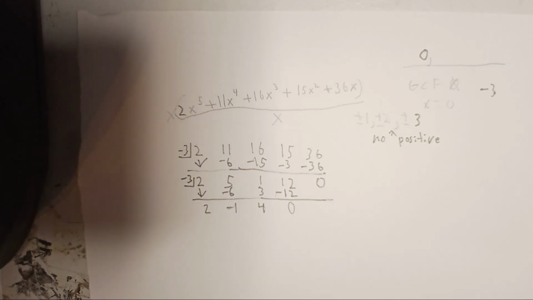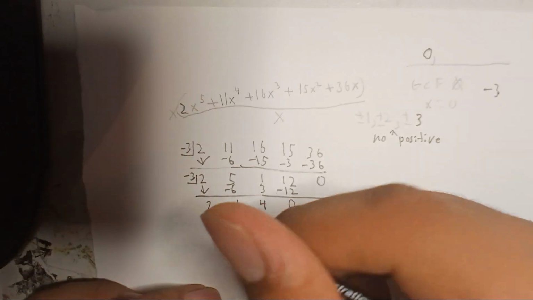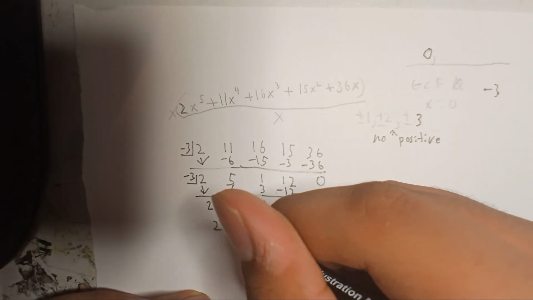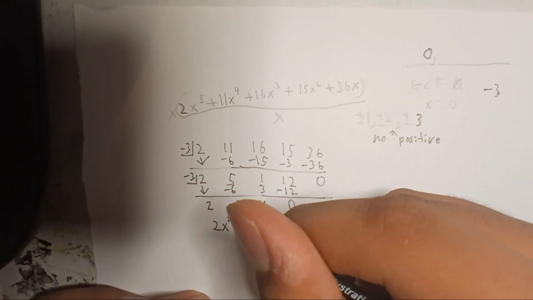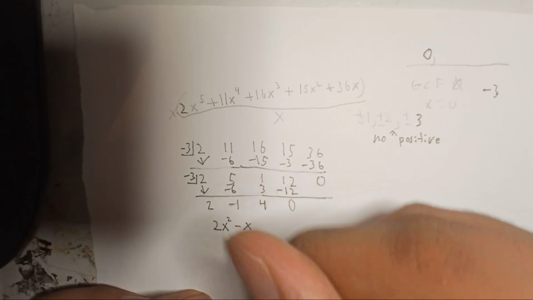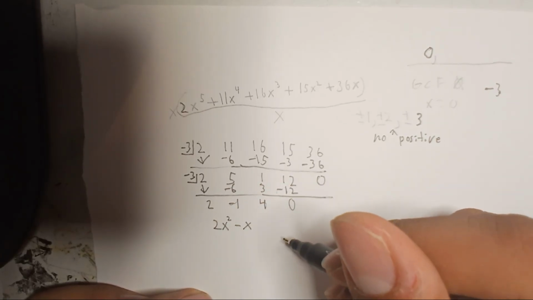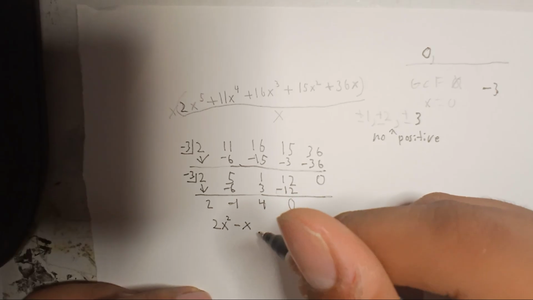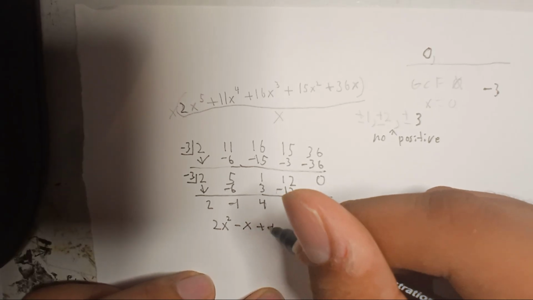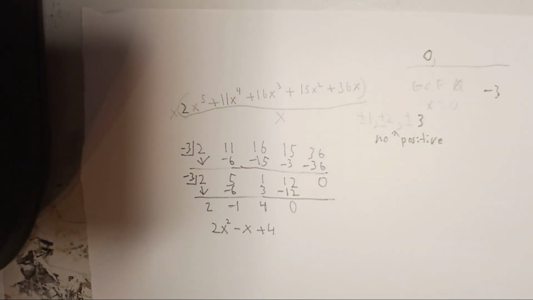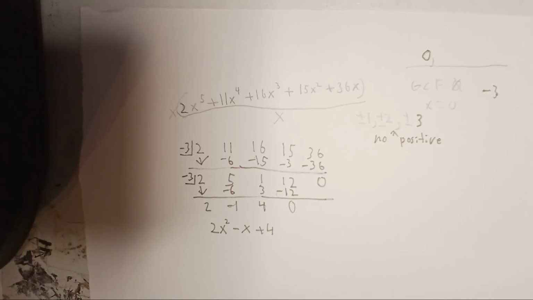Now look here, we have a quadratic. We're going to reassign it: 2x squared minus just x, because negative 1x is just negative x, and then plus 4. Alrighty, now we have our quadratic. This does not look factorable, because that would take some serious brain power, and also it's not a real number.